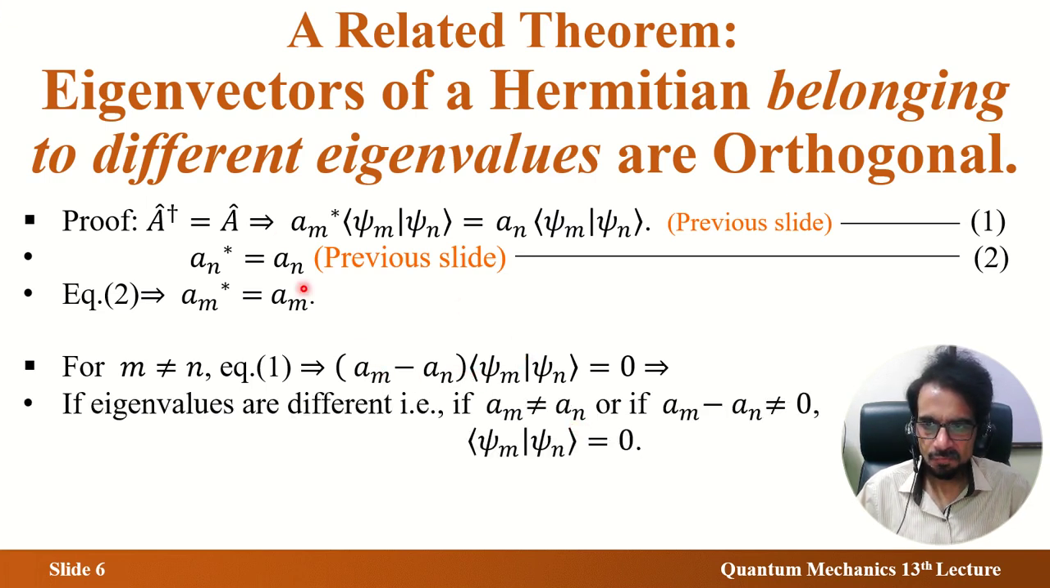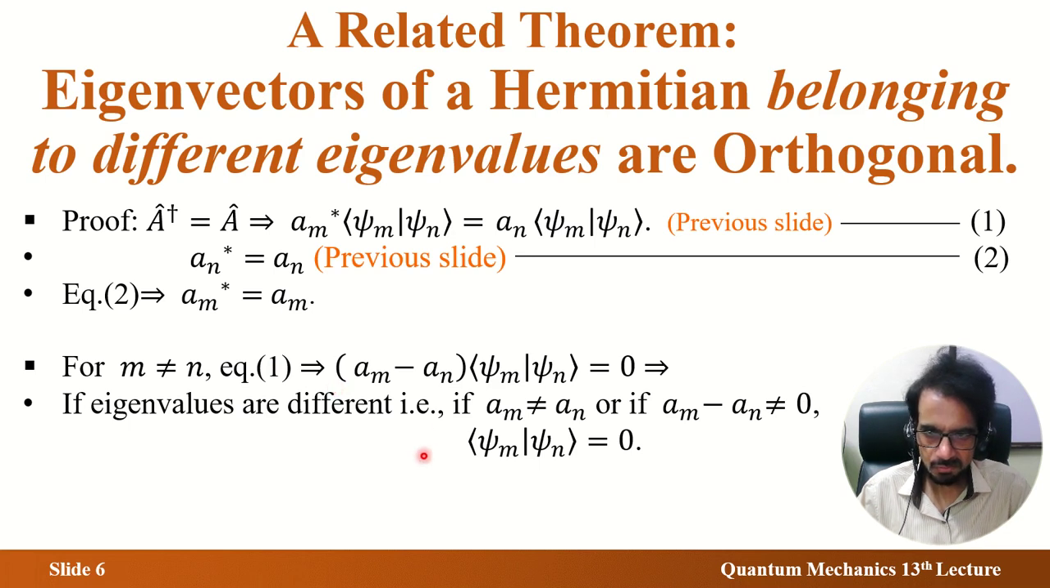If they are different eigenvalues, different an and am, the difference is non-zero. If this is non-zero, the first factor is non-zero. If the first factor is non-zero, the second factor is zero. So, can you see what we have achieved? The second factor is a dot product. If the dot product is zero, that means they are orthogonal. So that's it. That's what we have to prove. That was our target, and we have achieved it.